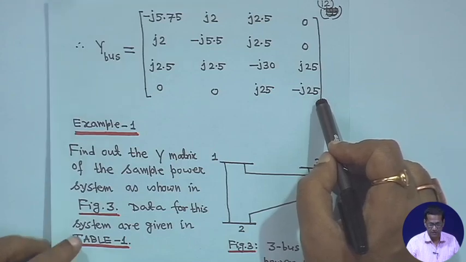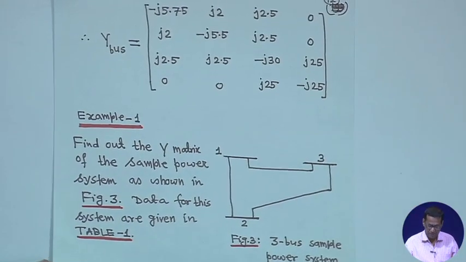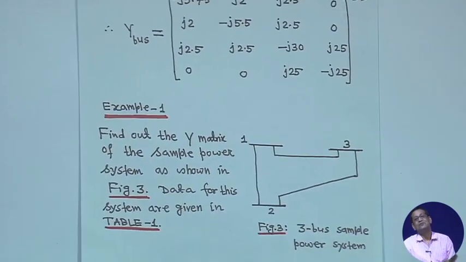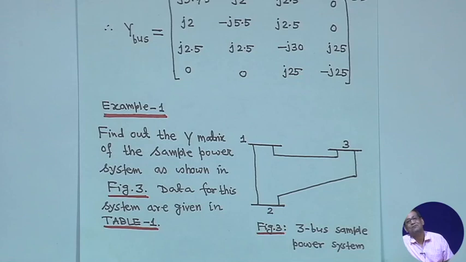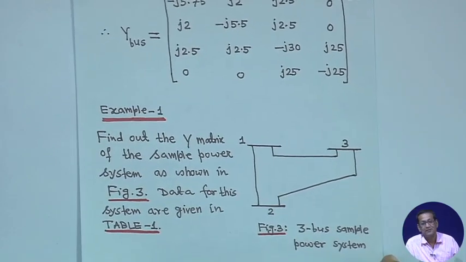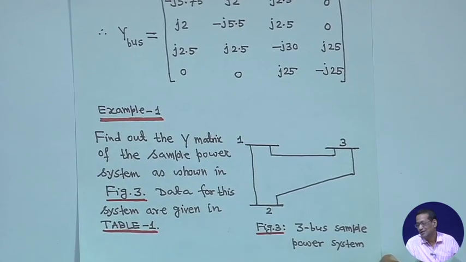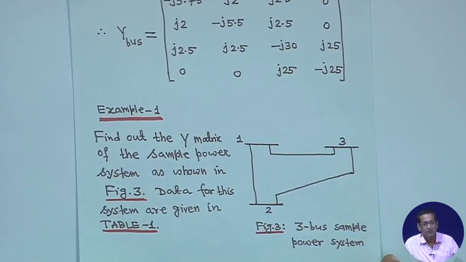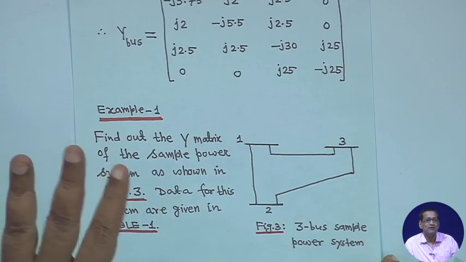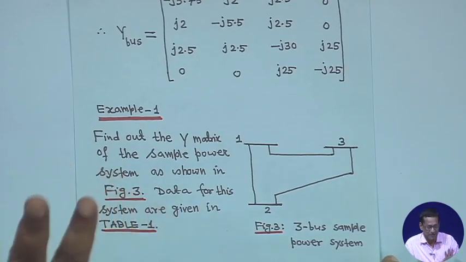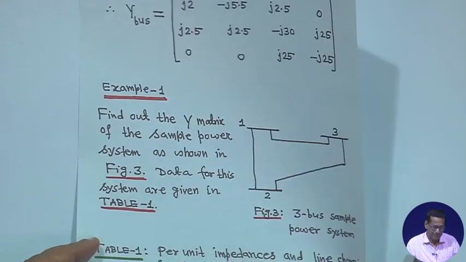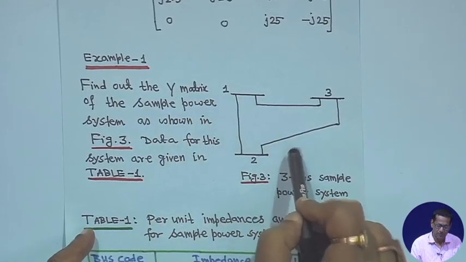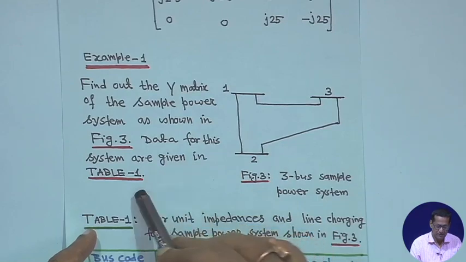Next, you take a small example, because as a classroom study we cannot go beyond a 3 bus problem, as a lot of computation would be involved. But a 3 bus problem is sufficient, and I will tell only the fundamentals of load flow studies, how one can actually work it out. So, you have to find the Y matrix of the sample power system as shown in figure 3. Data for this system are given in table 1.